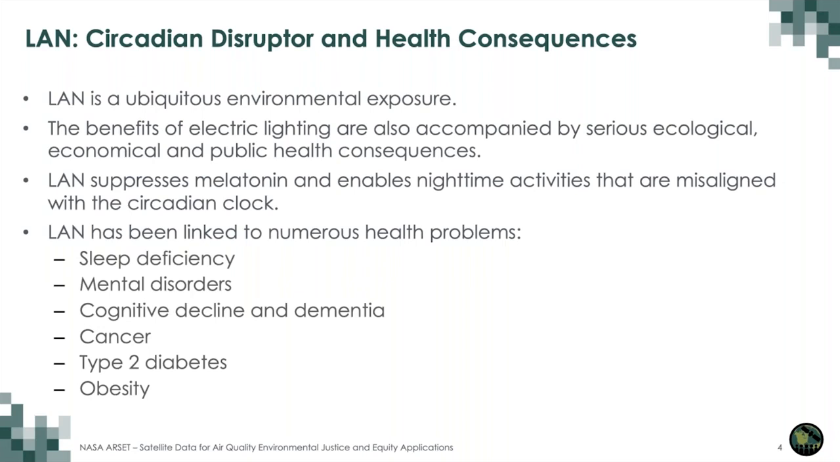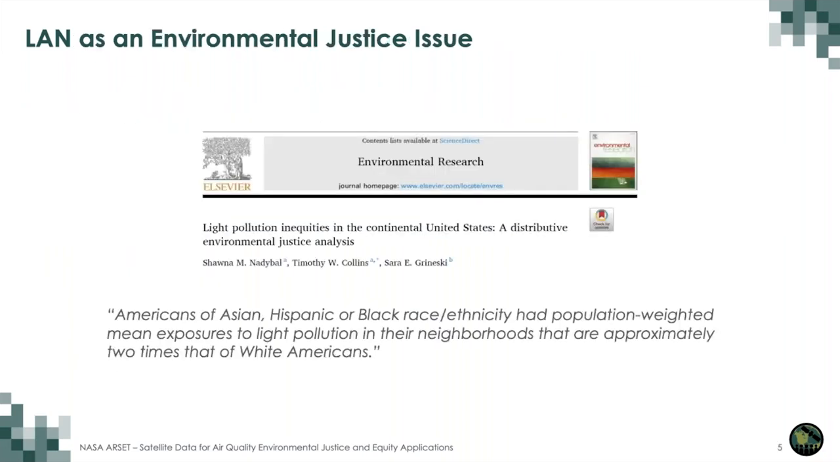And also having light at night can enable nighttime activities that are not always well aligned with our biological clock. In fact, epidemiological evidence has convincingly linked light at night with a number of health problems from sleep deficiency to obesity to cancer. Moreover, light at night has also been shown as an environmental justice issue. This is one of the first studies, not by our group, that investigated light at night as an environmental justice issue. From this quote that I took from the study, basically what it showed is that racial and ethnic minority populations in the United States are exposed to higher levels of light at night when compared to white Americans.